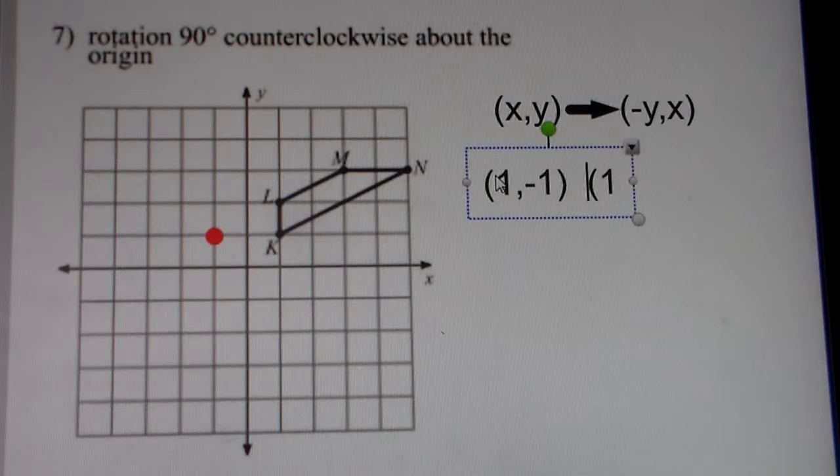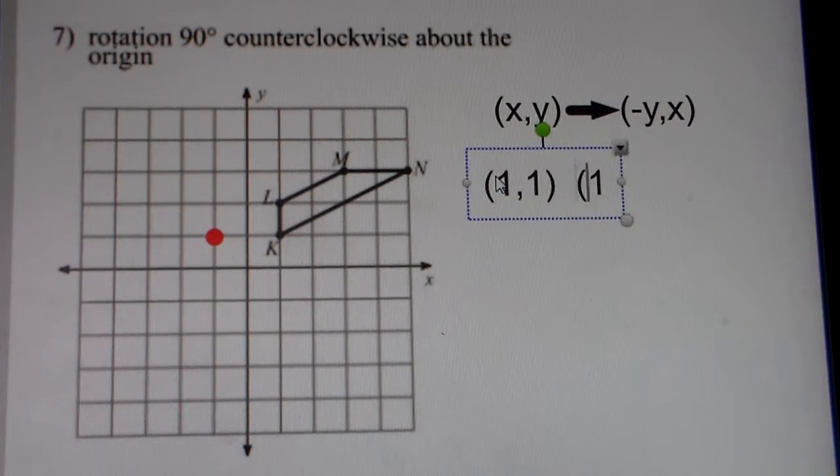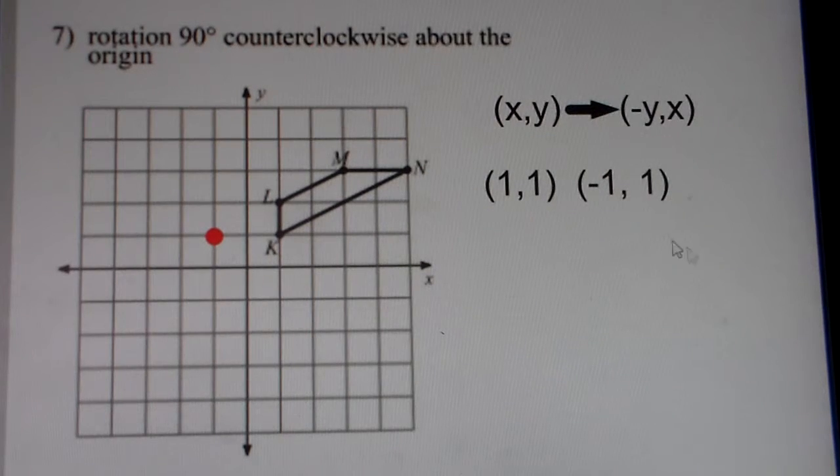I'm sorry, it's 1, 1. 1, 1 then turns into negative 1, comma, and then my x value is just 1. So that's my K prime.